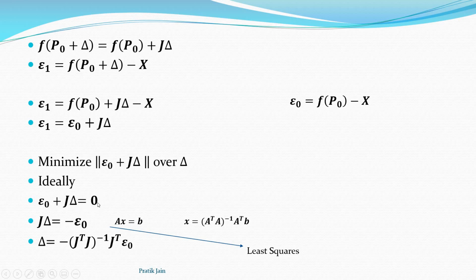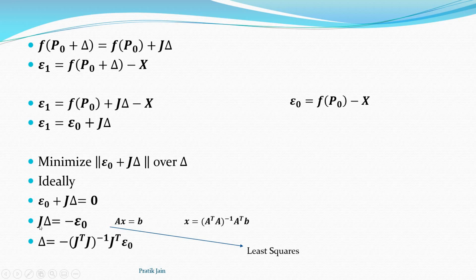Assuming this is a linear equation, taking this epsilon naught over here, you have J delta. J is a matrix, the Jacobian matrix. There is some delta that you want to estimate, and there is this epsilon naught, the previous error that you know. So this can be termed a least squares equation, because I am assuming this to be linear in a small local space, and this is a matrix, this is a parameter that you want to estimate, and this is known.